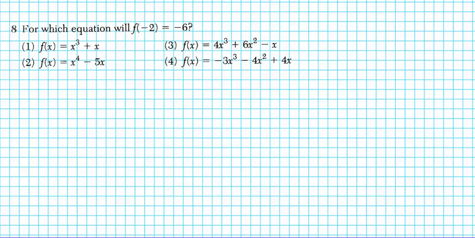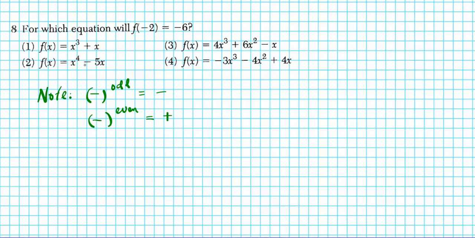Alright, let's take a look at question 8. It says, for which equation will f of negative 2 equal negative 6? You can do this with your calculator real quickly by storing negative 2 into x and then evaluating these expressions, but you could do it faster by hand. One thing you want to keep in mind is that if you raise a negative number to an odd power, your answer is going to be negative. If you raise a negative number to an even power, your result is always going to be positive. So let's keep that in mind.